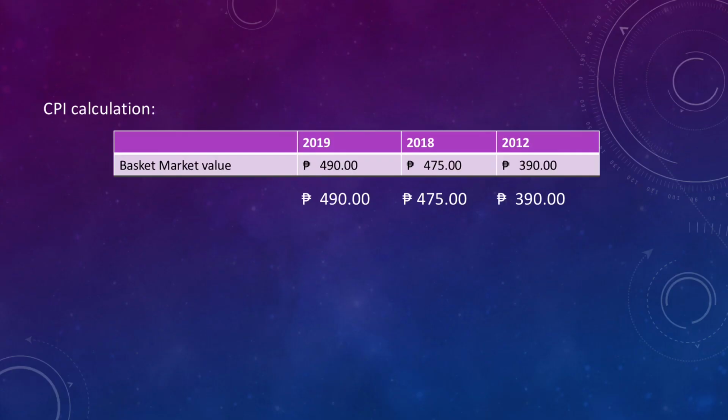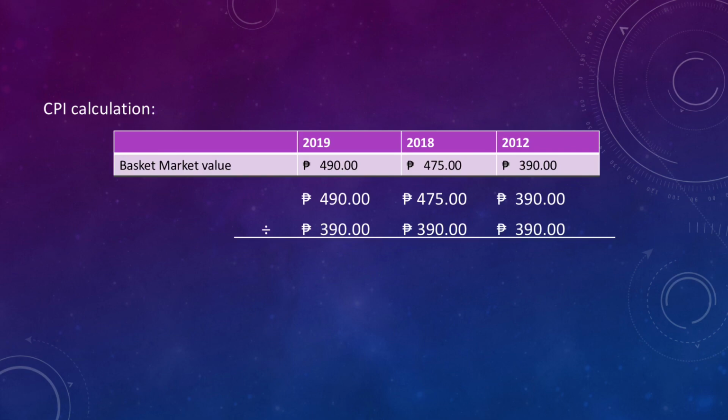Let us refer to the total cost of the basket for each year in those 3 years given. The basket's market value for 2019 is 490. 2018, 475. 2012, 390. We are going to divide all of this by the base year's total market value. Again, that is 2012. Divide by 390 for each year. You would have 1.256 for 2019, 1.218 for 2018, and 1 for 2012, considering that 2012 is our base year.